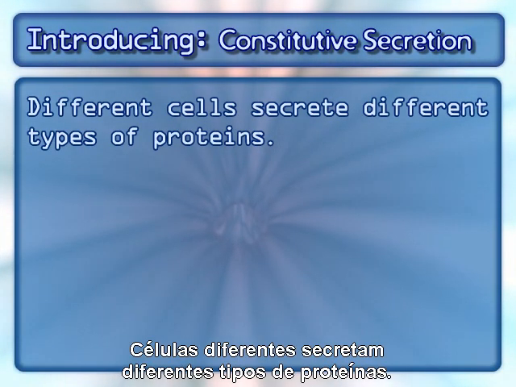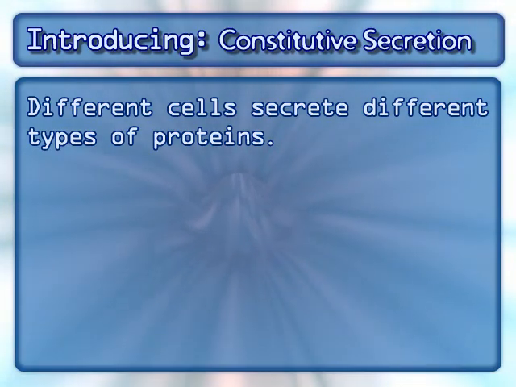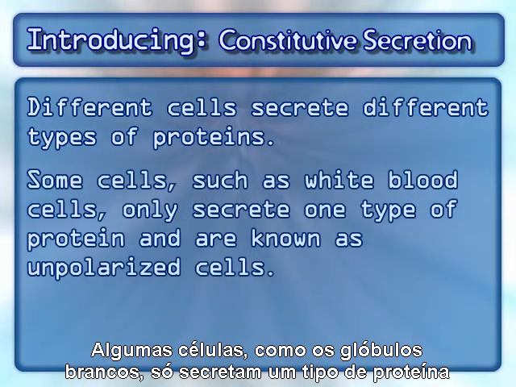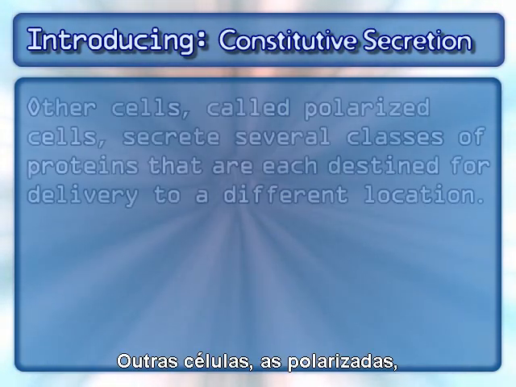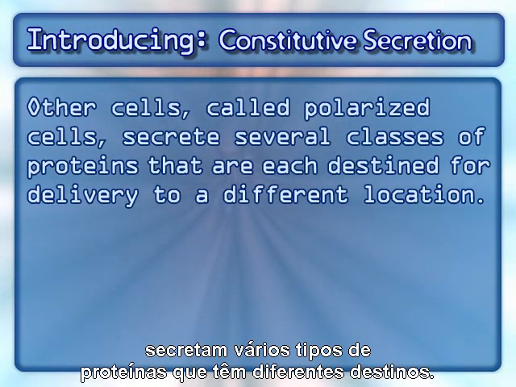Different cells secrete different types of proteins. Some cells, such as white blood cells, only secrete one type of protein and are known as unpolarized cells. Other cells, called polarized cells, secrete several classes of proteins that are each destined for delivery to a different location.